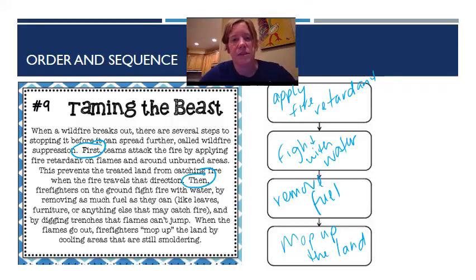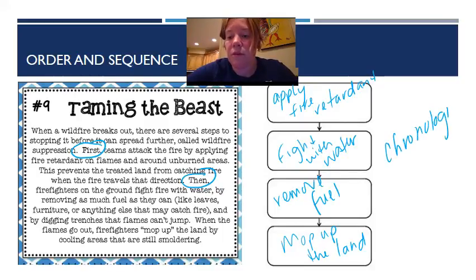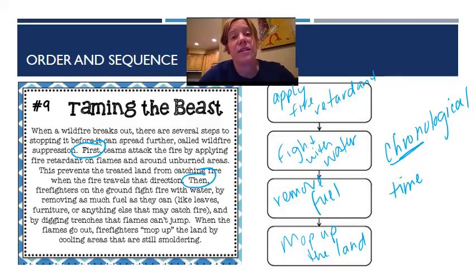This is order and sequence. It's the steps that somebody does something. Remember that word that we talked about, chronological. It's a long word. And if you remember your roots and stems from 4th grade, you'll remember that chron means time. Chronological means the time in which things are done, the order in which they're done. So you can see that these steps are in order. They're in a timely fashion. They're in timed order. First, next, last. That's how we know this is order and sequence.